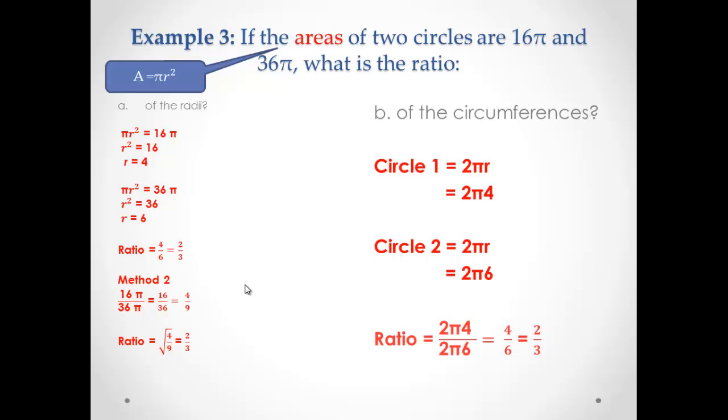What's the ratio of these two things? We put one over top of the other, 2 pi 4 over 2 pi 6. We see that things on the top cancel out things on the bottom. We can cross out the 2's. We can cross out the pi's. We get 4 over 6. We simplify this, we get 2 over 3. So the answer is exactly the same, but the work to get to the final answer is different.